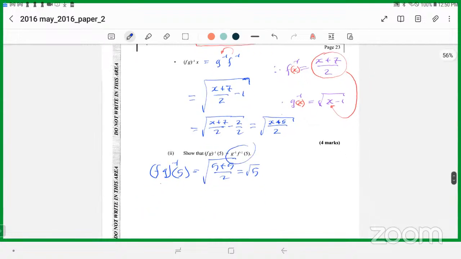And then we're going to do this side now. So we're going to say g^-1 of f^-1 of 5. That means we have to do this part first. Put a bracket around it. We're going to do this part first.